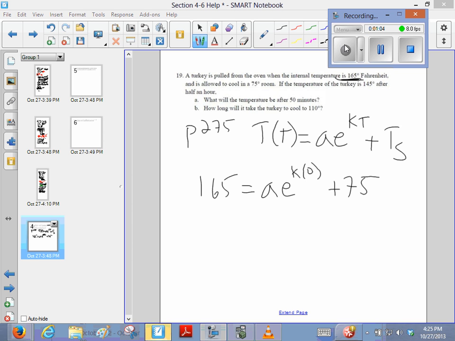So I'm going to subtract 75 from both sides, and if I'm doing my arithmetic right, that's 90. And I know that k times 0 is 0, so e to the 0 is 1, so that's what my initial term is. So I'm going to come back up here just so I don't take up quite so much board space. And I know T in the surrounding area is 75. Okay, so far so good.